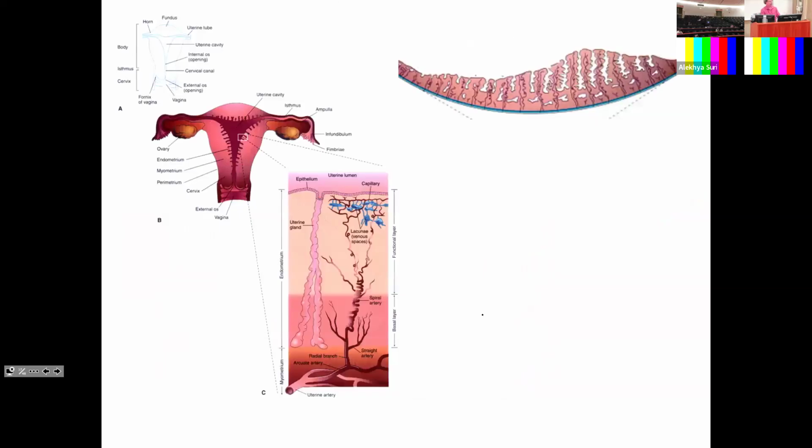Okay, this is another view in which you can appreciate all the glands and different formations present at the endometrium for implantation. It's waiting for the embryo to implant, and there are lots of different cell types and formations, like, for example, spiral artery, lacuna, capillaries, uterine glands, etc. Okay.